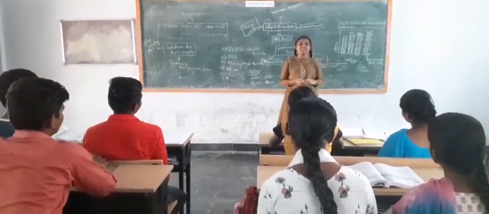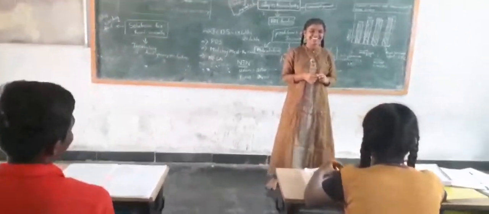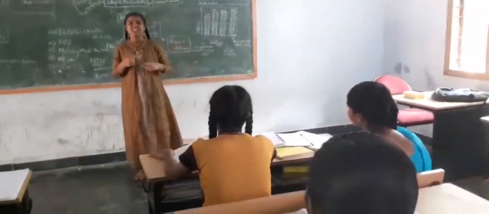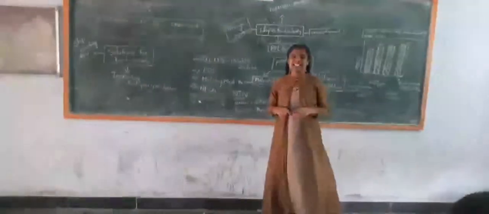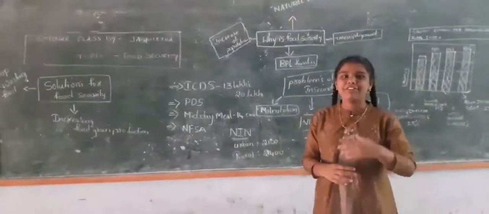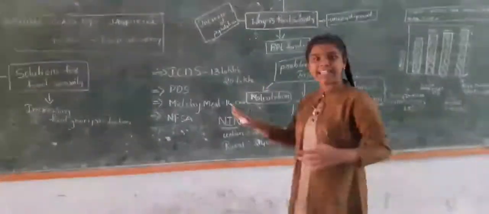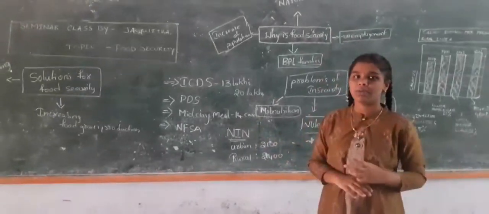What does ICDS stand for? Vaishnavi: Integrated Child Distribution System. It is Integrated Child Development Scheme. All over India, there are 13 lakh Anganwadis. ICDS works through Anganwadis. Anganwadi supplies safe and sufficient nutritious food to children. And over 20 lakh people are working in Anganwadis.